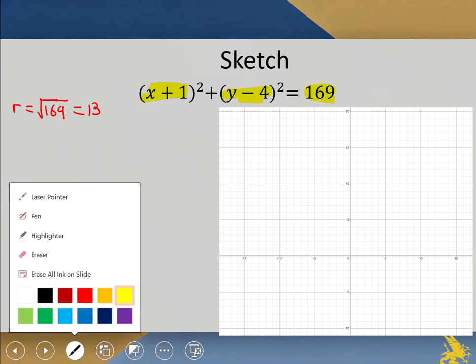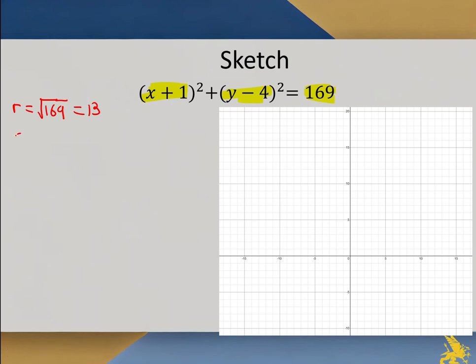The second part on what we will do is we will look at the brackets, the horizontal and the vertical shifts. So the center of my circle, the first thing we think about is how do I get x plus 1 to be 0? That will be -1. And how do I get y minus 4 to be 0? That will be 4. So that gives me my circle.